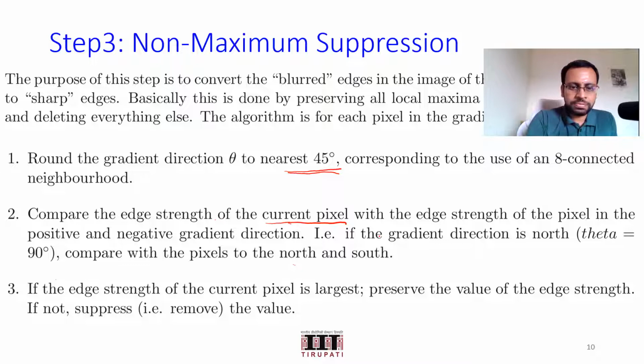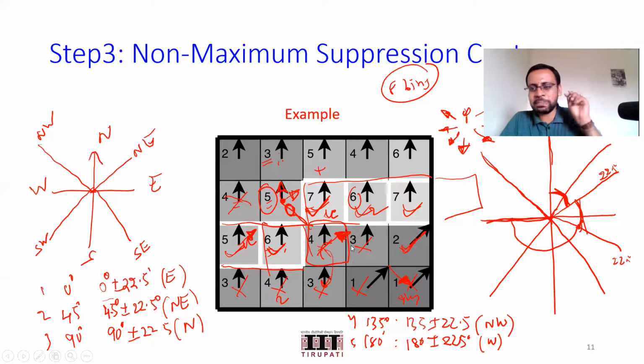If the edge strength of the current pixel is the largest, preserve the value of the edge strength. If not, suppress, that is, remove the value. That's all. You then repeat it. This you do only for the current pixel that you are visiting. Don't touch the other pixels. They'll be taken care of by looking at the direction of the gradient for that particular pixel. Then only you are going to do that. Is the non-maximal suppression step clear? Any questions or doubts here?